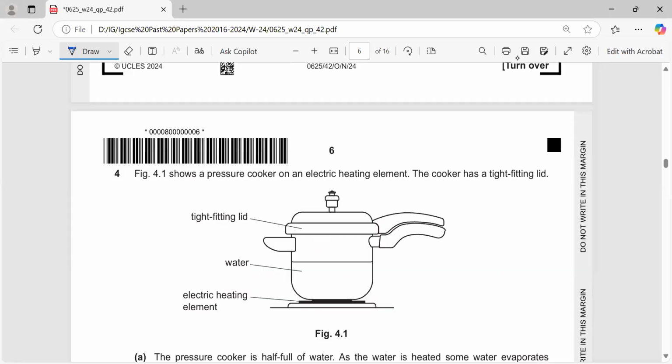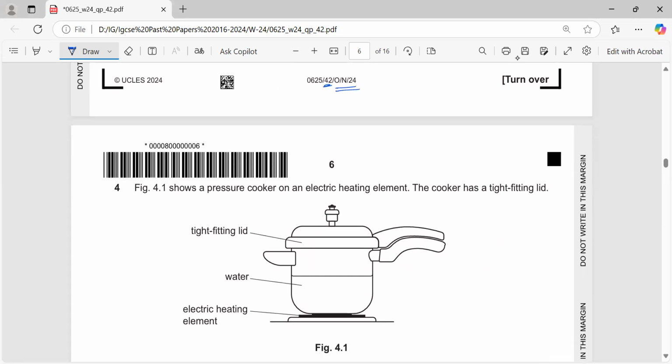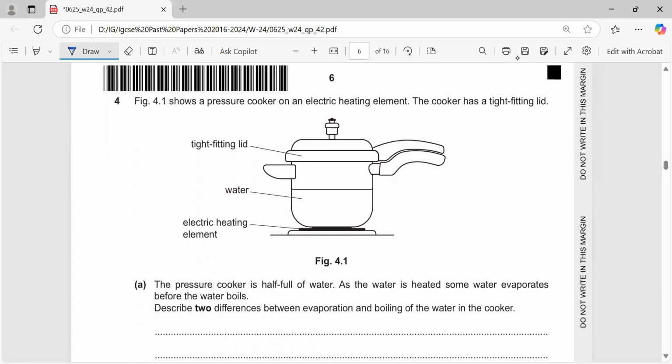My dear friends, now we are solving October-November 24 paper 4 variant 2, and in this portion of the recording we will be solving thermal physics and physics of waves questions from this year's exam.